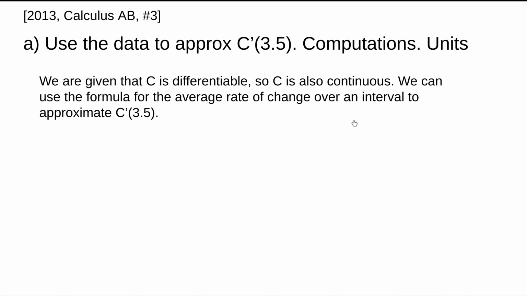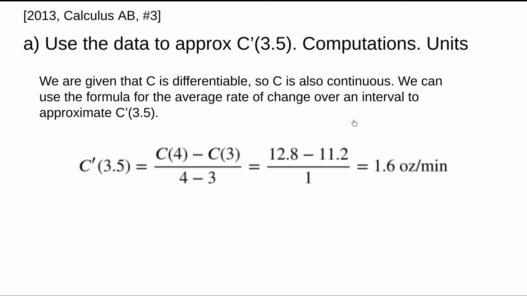In order to do this, we have to know that the function is continuous. C is given to be differentiable. Differentiability implies continuity, so yes, C is continuous. So we can use the average rate of change formula over the desired interval. C prime of 3.5 would be approximately equal to C of 4 minus C of 3 over 4 minus 3. We get these values right from the table. C of 4 is 12.8, C of 3 is 11.2, and 4 minus 3 is 1. So we get C prime of 3.5 is approximately 1.6 ounces per minute.